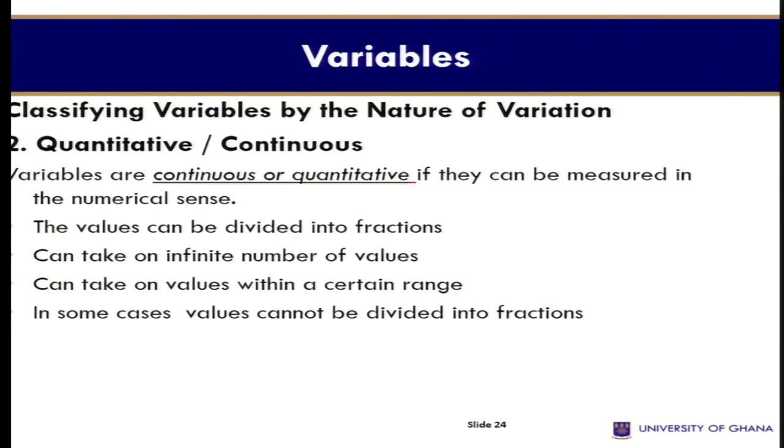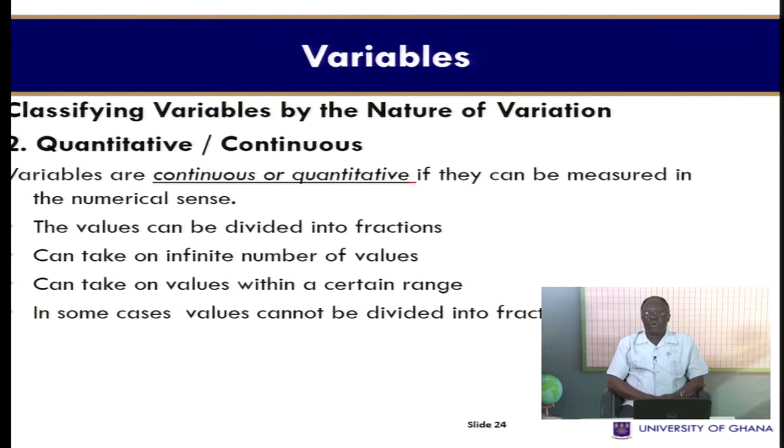Let us move a step forward by classifying variables by the nature of the variation. Under the nature of variation, we have first identified what categorical variables are. The second categorization is quantitative or continuous variables. We say variables are continuous or quantitative if they can be measured in the numerical sense. If we can measure the variable in the numerical sense, it means that variable is a quantitative or continuous variable.